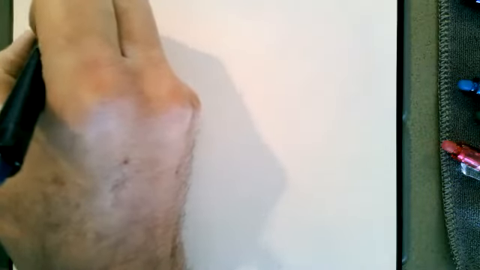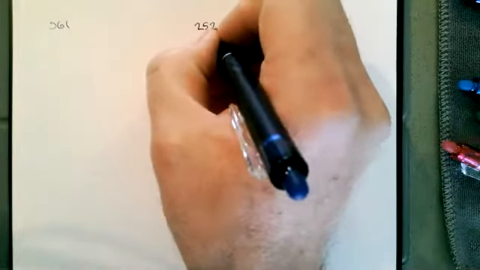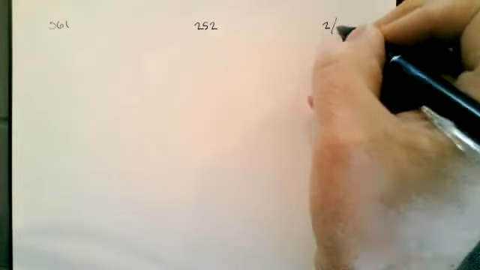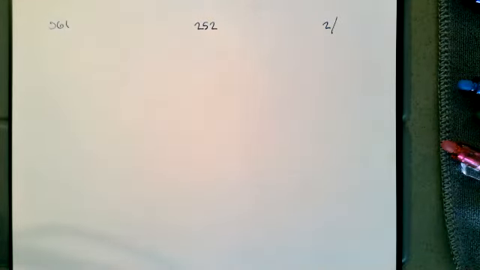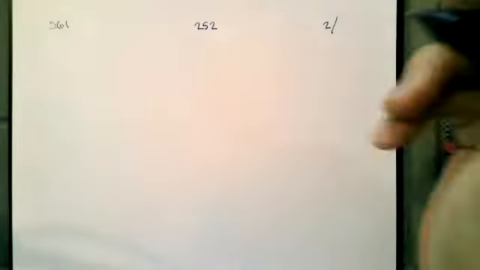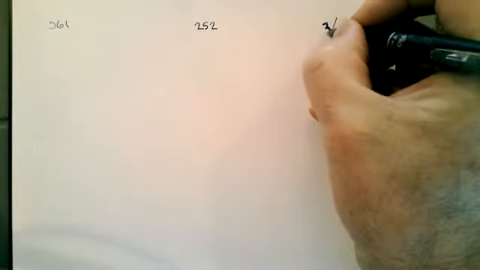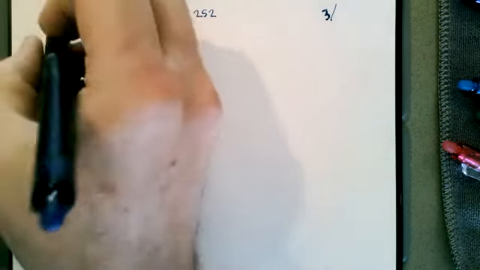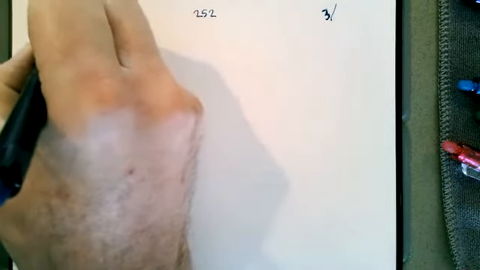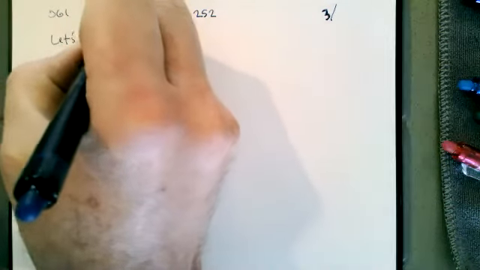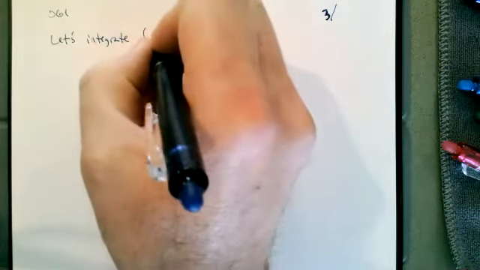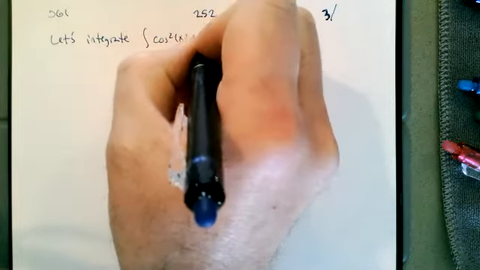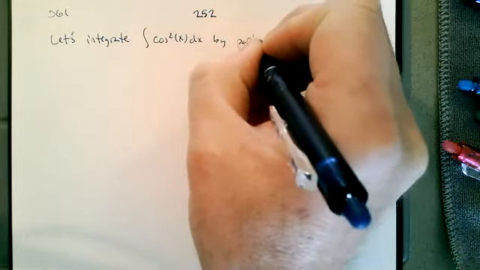Because it's the only other technique that we have right now other than doing something sneaky. So after this, we're going to have to learn how to do something sneaky. We're going to have to get all MacGyver on this. Well, I think I'm on page 3. There we go. So let's integrate cosine squared x dx by parts.